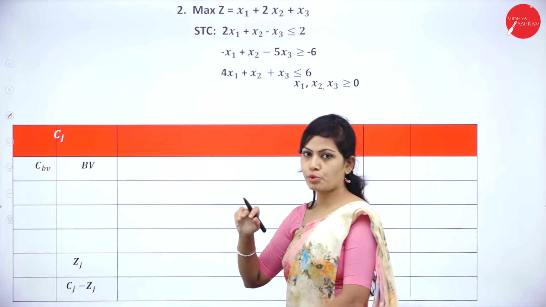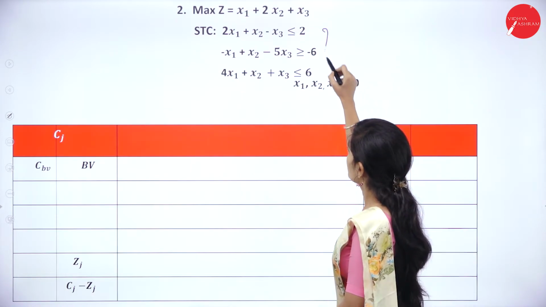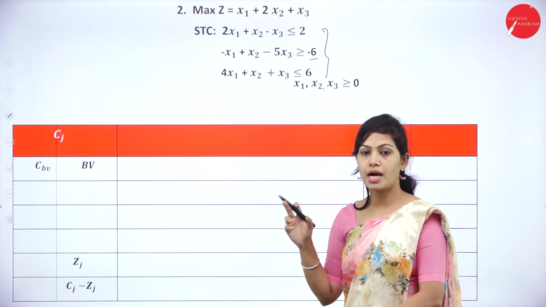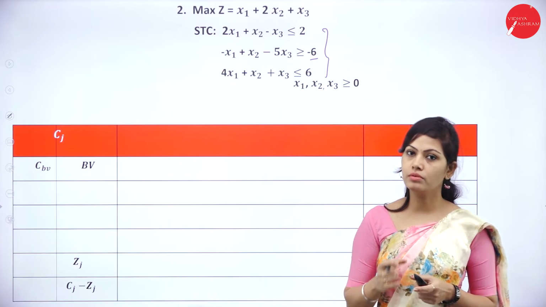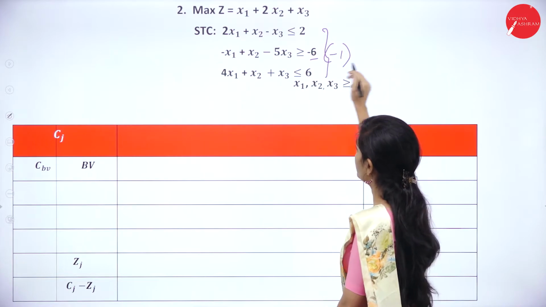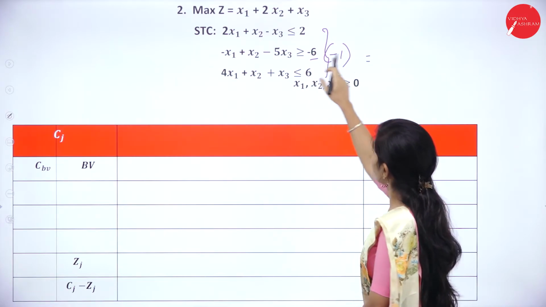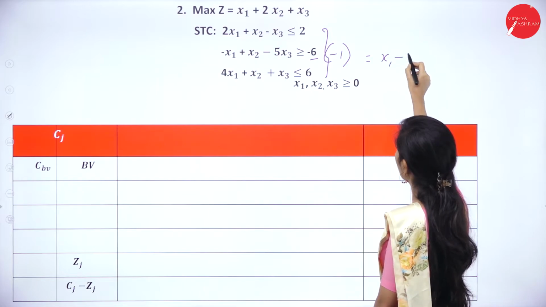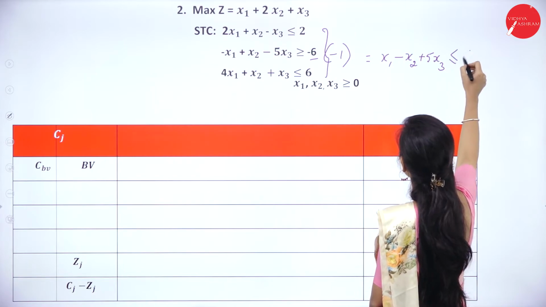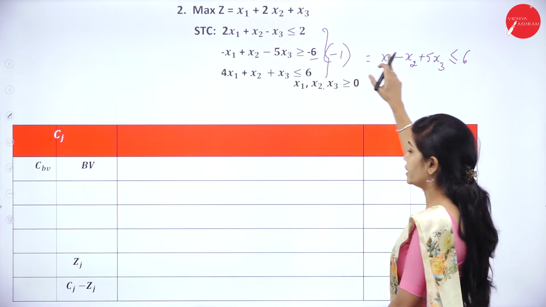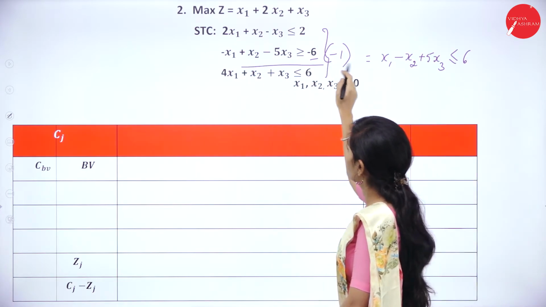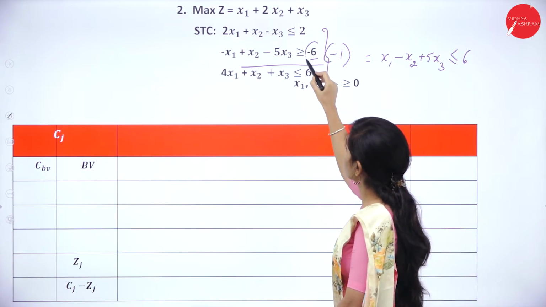We have a maximization problem, but in the constraints, in the RHS we have a negative value. If you get any negative value in the RHS, you just convert it into a positive value by multiplying by minus 1. So multiplying by minus 1, we convert it to x1 minus x2 plus 5x3 less than or equal to 6. So greater than or equal to will convert into less than or equal to plus 6. So multiply this constraint by minus 1 because in the RHS we have a negative value.